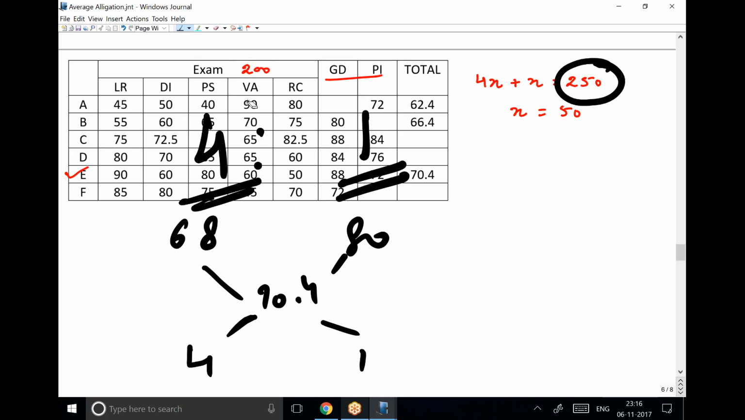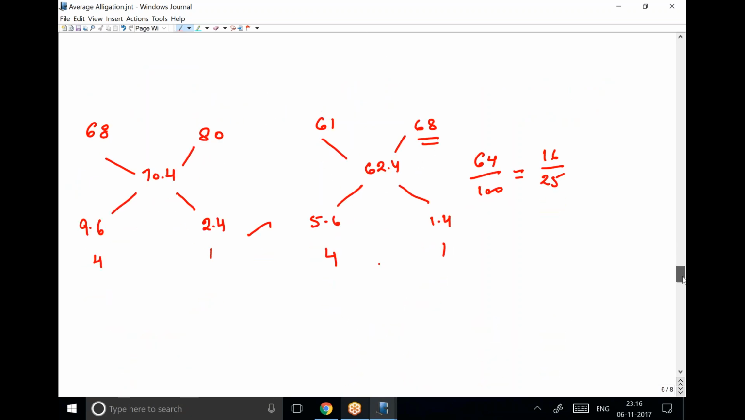And when exams are 200, we can individually divide also. The weightage of every portion is 40 here, and the weightage of GD and PI is given to us as 25 and 25. So like this we'll be approaching these particular questions. Now when this data is given to us, these questions are easy ones. You can find whatever you want to find out. So these are the allegation based questions.